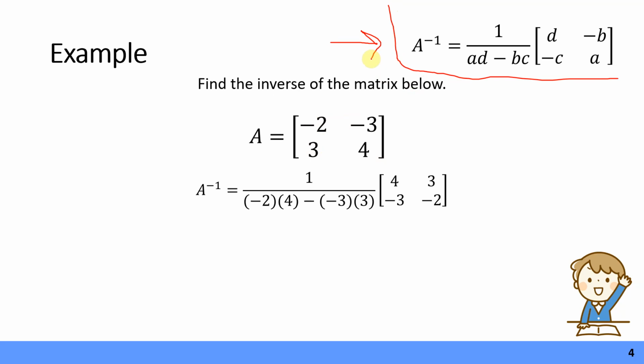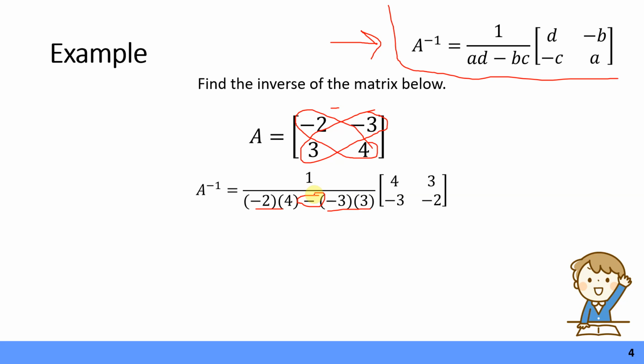So here I already have it all set up. If you notice, I have 1 divided by A times D, which is -2 times 4, minus 3 times -3, right there. Okay, so if you notice, this negative is from the formula. The formula always says we have to have a subtraction there. And then I just replace my values.